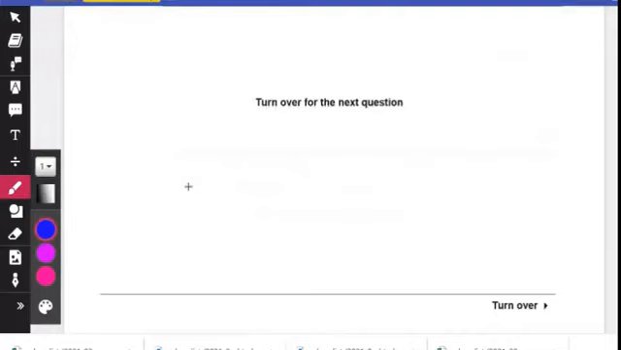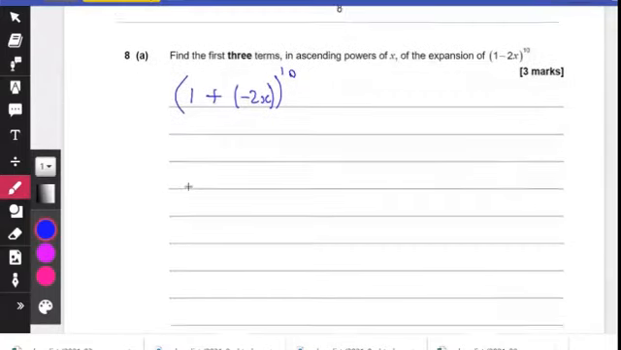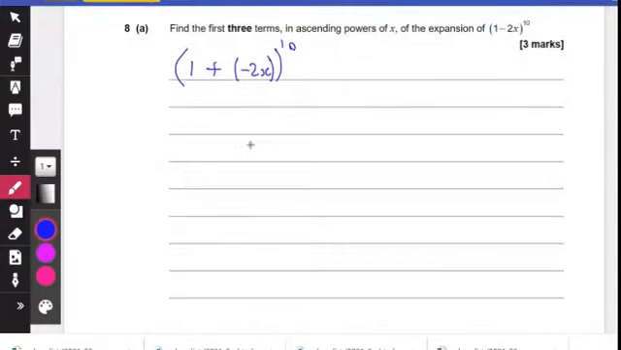But again, the more questions you ask, the more you'll gain. So with this one, 1 plus minus 2x, all to the power of 10, they're asking us to find the first three terms. So that's what we're going to do. We can use the choose button to do this question. So we can say 10 choose 0 times minus 2x to the power of 0 times 1 to the power of 10. This is just using the formula. I'm not doing anything fancy here.